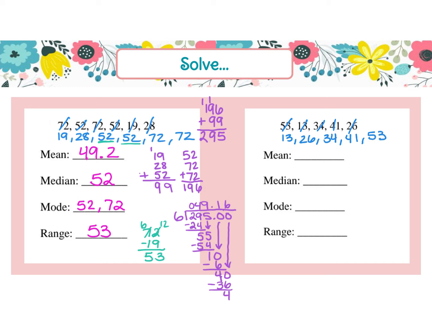Now we can solve for the mean. To solve for the mean, we will add all of the numbers together, then divide by 5, the amount of numbers that there are in the data set. When we add up all of the numbers, we get a sum of 167. Next, we can divide by 5.